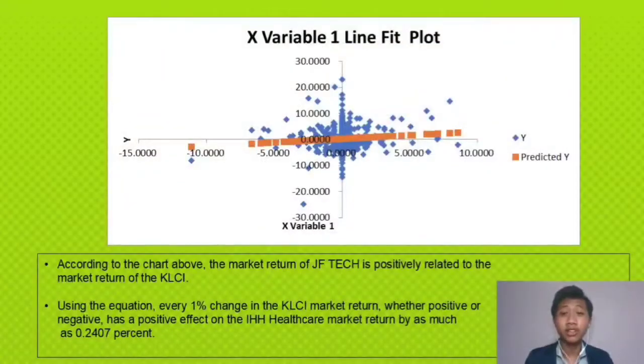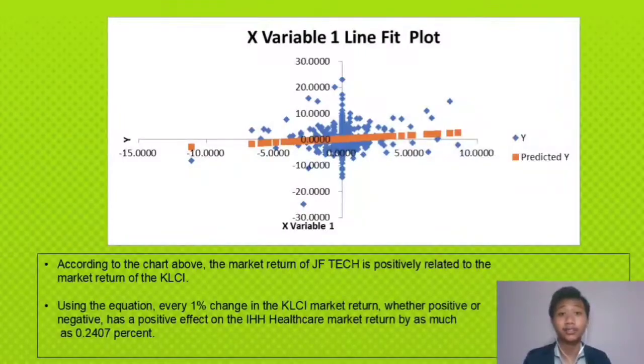The market return of JF Tech is positively related to the market return of the KLCI according to the chart above. According to the equation, a 1% change in the KLCI market return has a 0.2407% positive effect on the JF Tech market return.